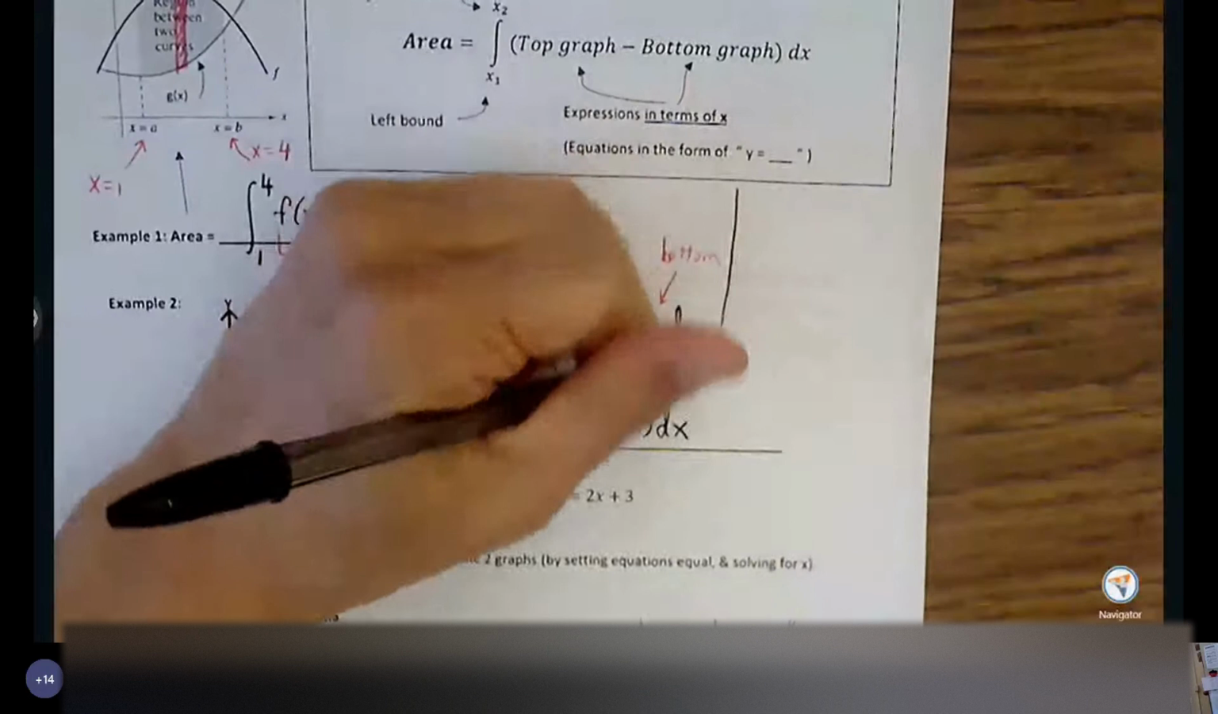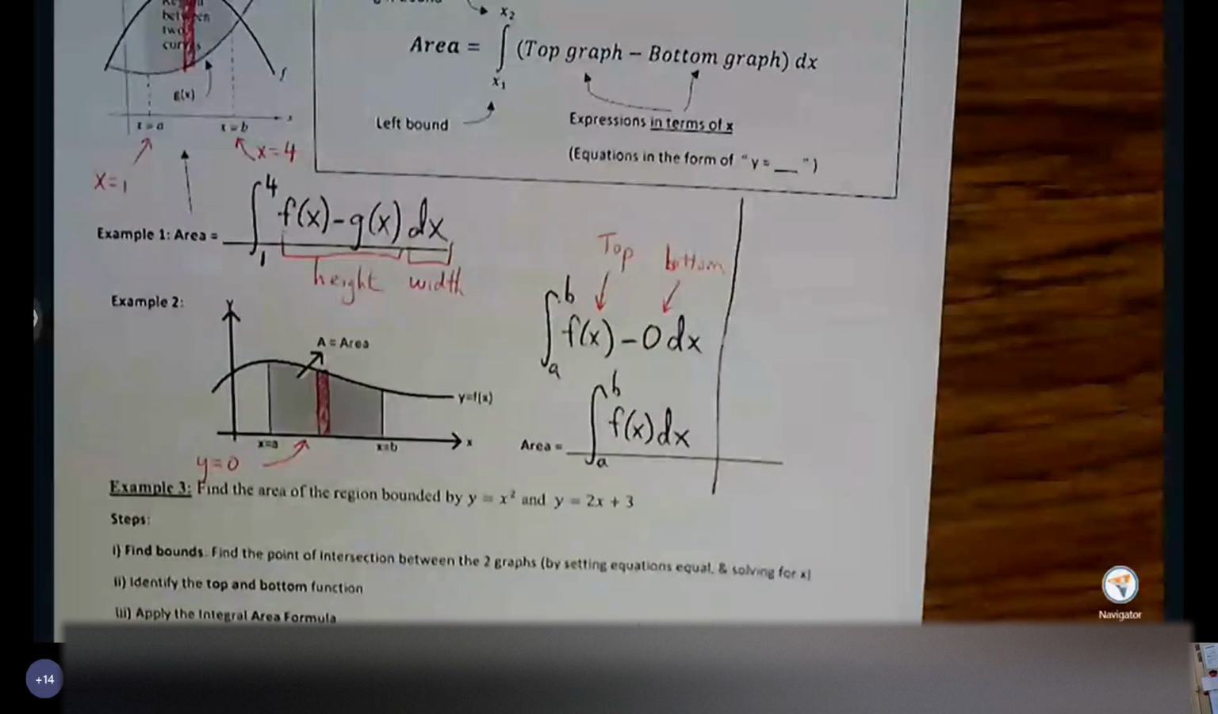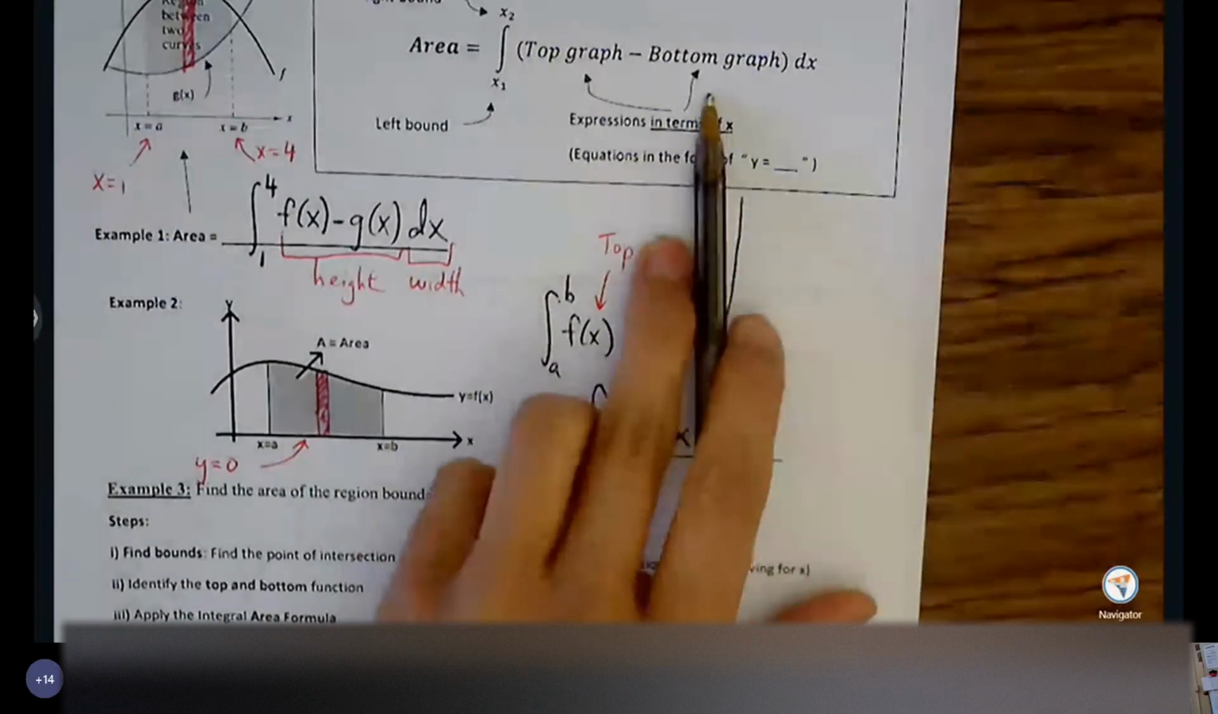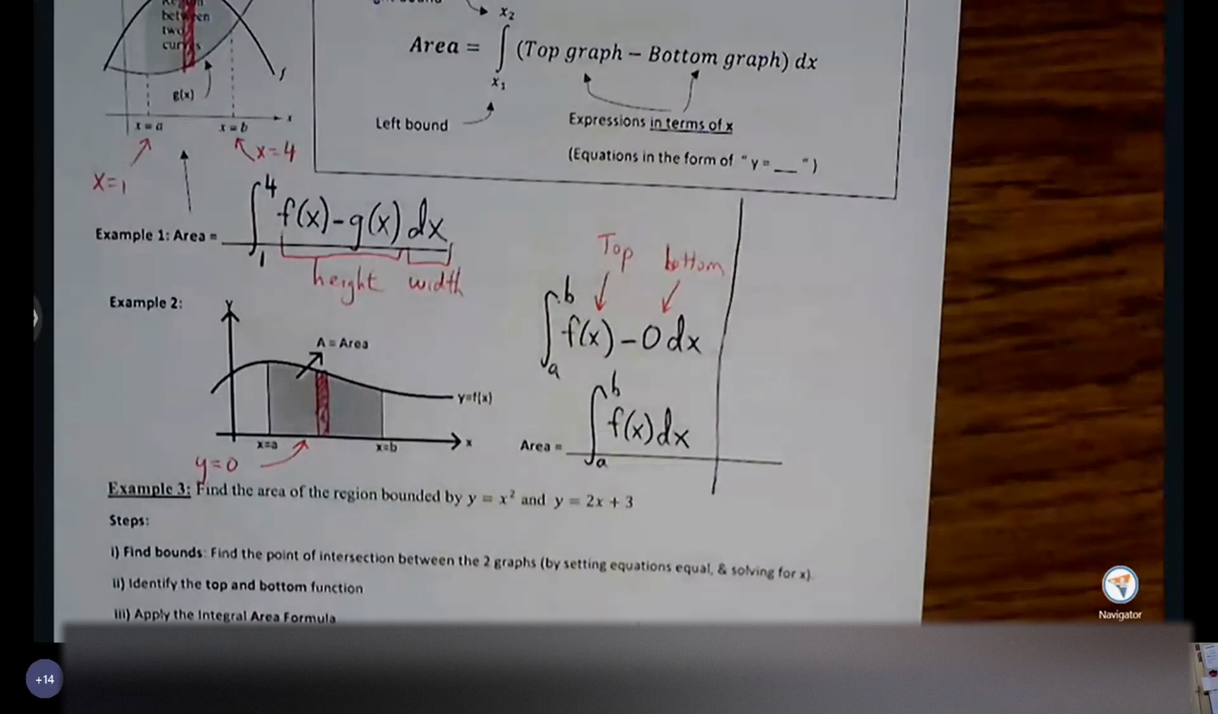Okay. But now moving forward, our function is not going to be paired with just the x-axis. We're going to have more variation. We're going to have a bottom function that is distinctly different. Okay.